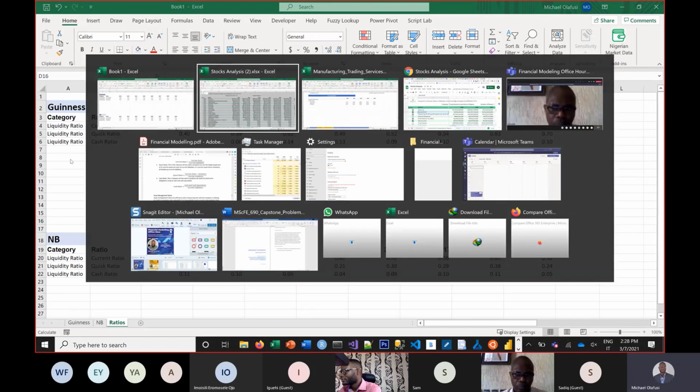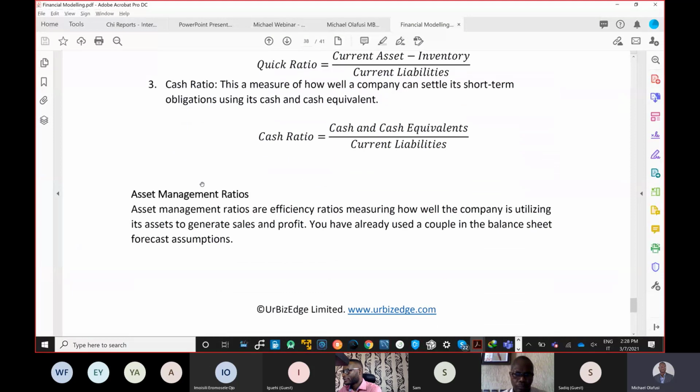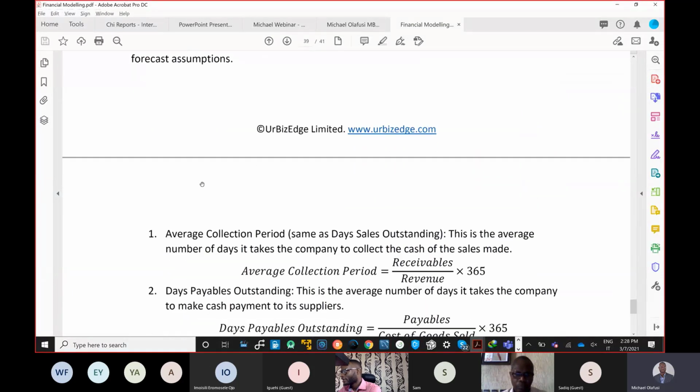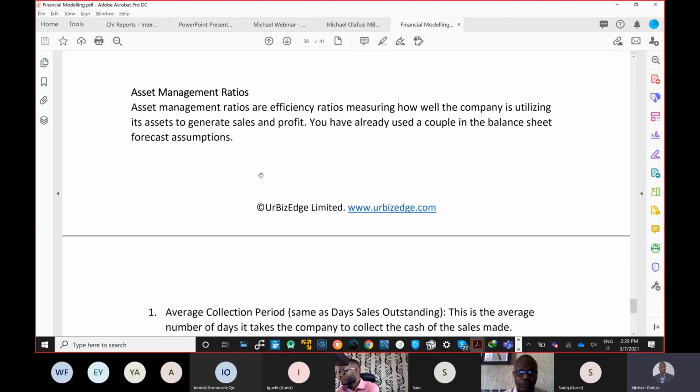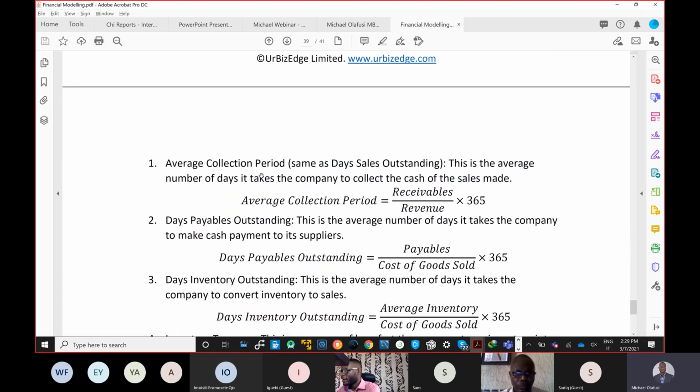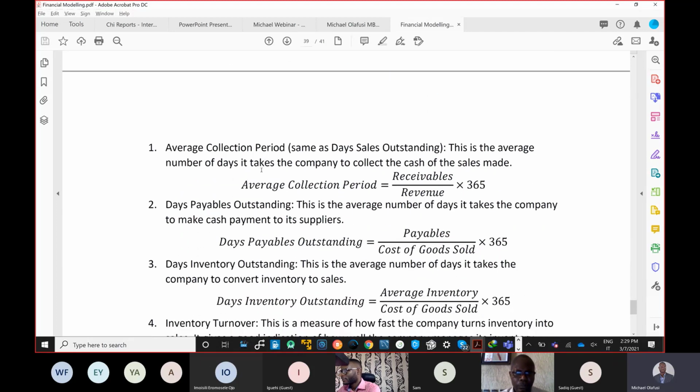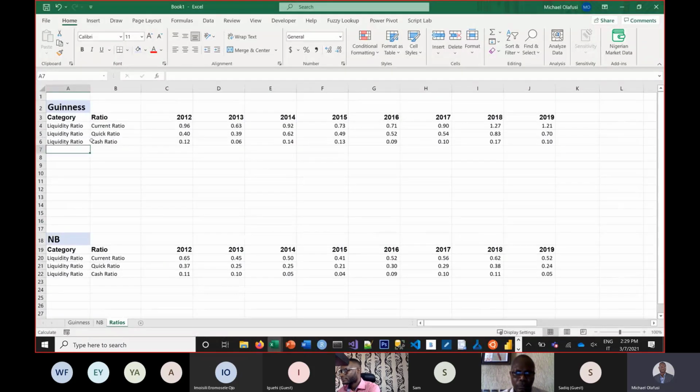So let's go to another category of ratio, asset management ratio. Asset management ratio focuses on how well the company is putting its assets to use. The definition of assets is the things the company owns that are meant to be used to generate revenue. So how well are you using those assets to generate revenue and ultimately profit? Let's start with the average collection period, which is days sales outstanding.